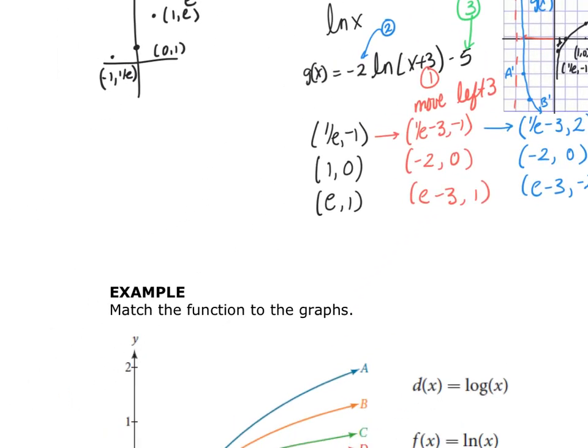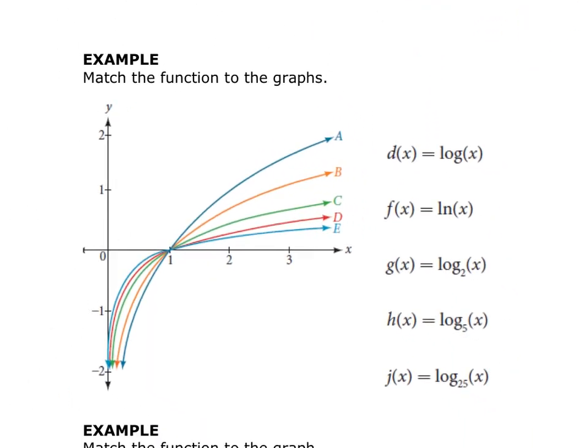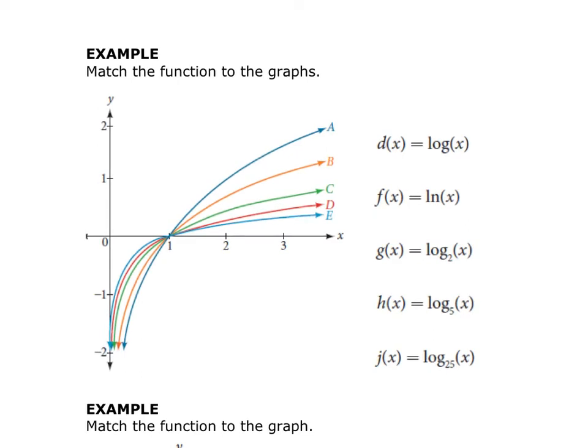All right. If I'm asked to graph or match these functions, then I want to think about what the exponentials would be. The exponentials, and I'll just start with this top one. The exponential that I would have started out with is 10 to the x. The exponential I would have started with for a natural log is e to the x, then 2 to the x, then 5 to the x, and then 25 to the x.